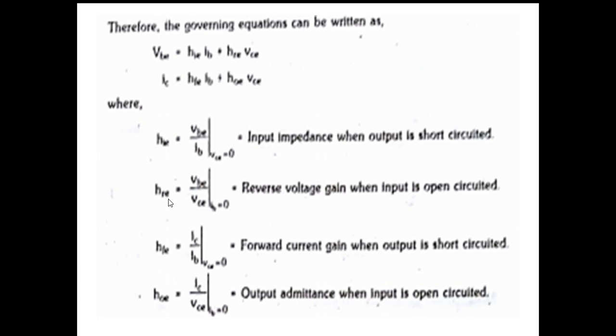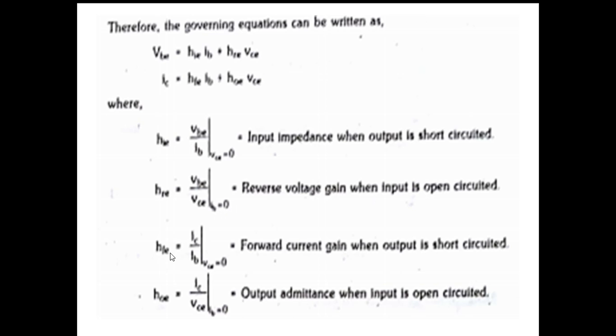Next, HRE, reverse voltage gain. Generally, the voltage gain is nothing but output voltage by input voltage. But here, this is also a voltage ratio, but this is input voltage, this is output voltage. VBE is the input voltage, VCE is the output voltage. So this is reverse. Therefore it is reverse voltage gain when the input is open circuited, when there is no current at the input side. Therefore IB is equal to 0.